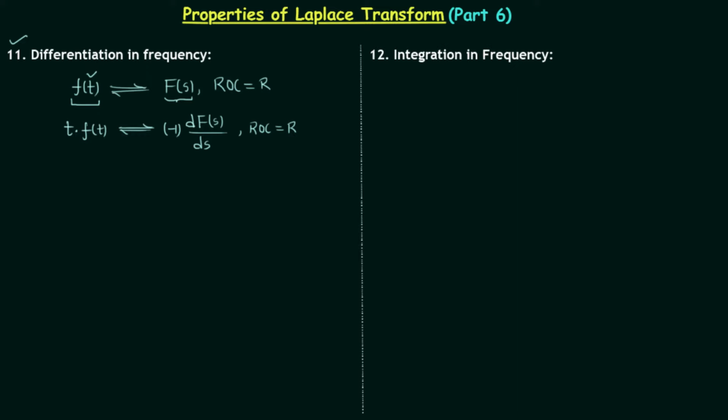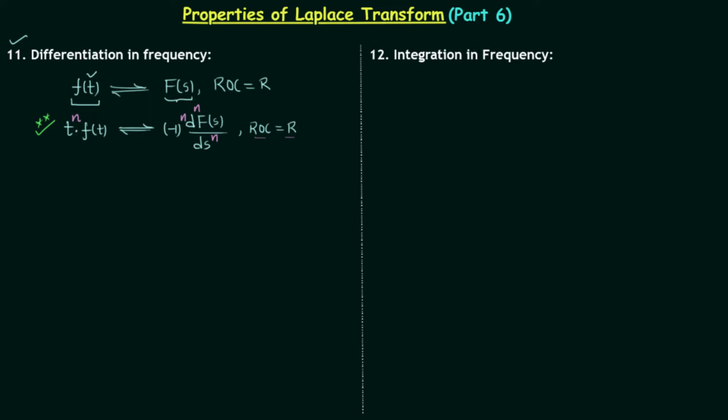Now what will happen if we multiply f(t) with t power 2? In this scenario we will have the second derivative of F(s) with respect to s, and (minus 1) power 2 will be multiplied to the derivative. Now we will generalize our property. We will multiply f(t) by t power n. In this way we have the differentiation of F(s) n times with respect to s, and (minus 1) power n will be multiplied to the derivative, and the ROC will remain the same.